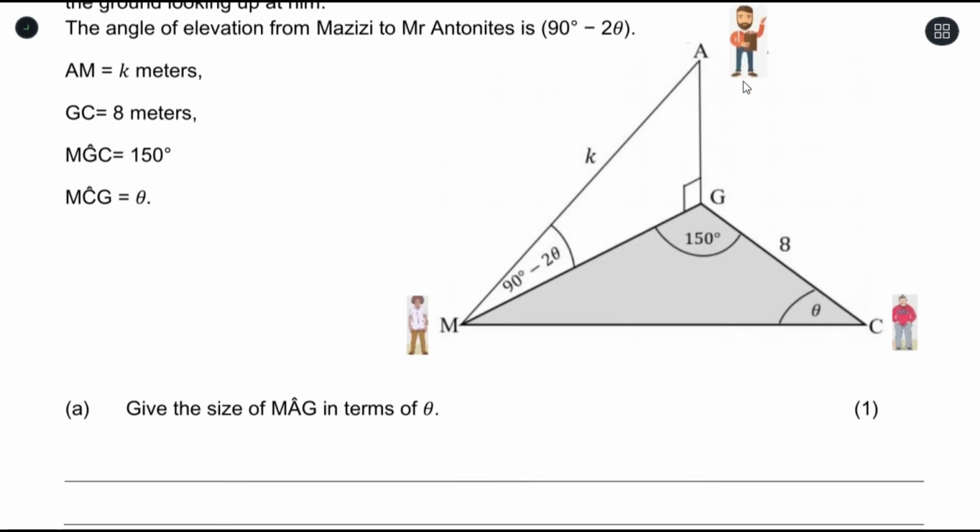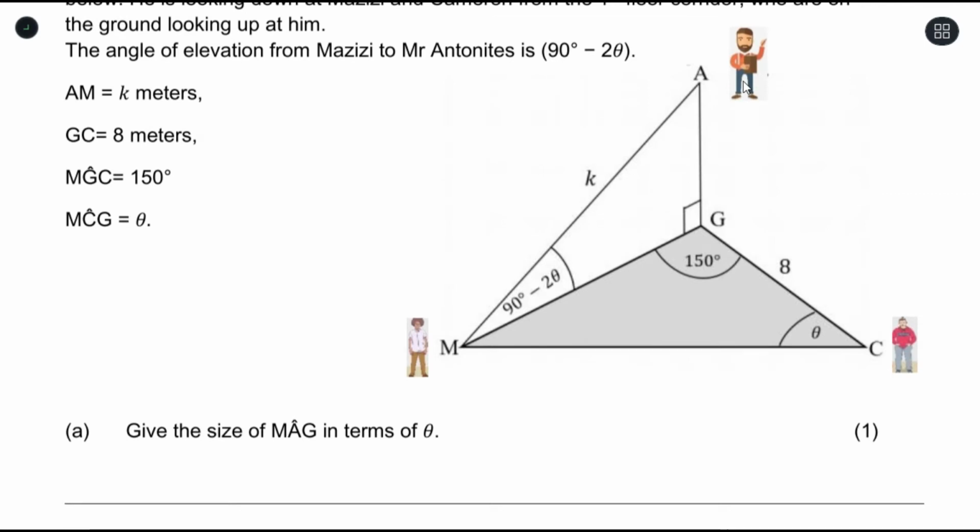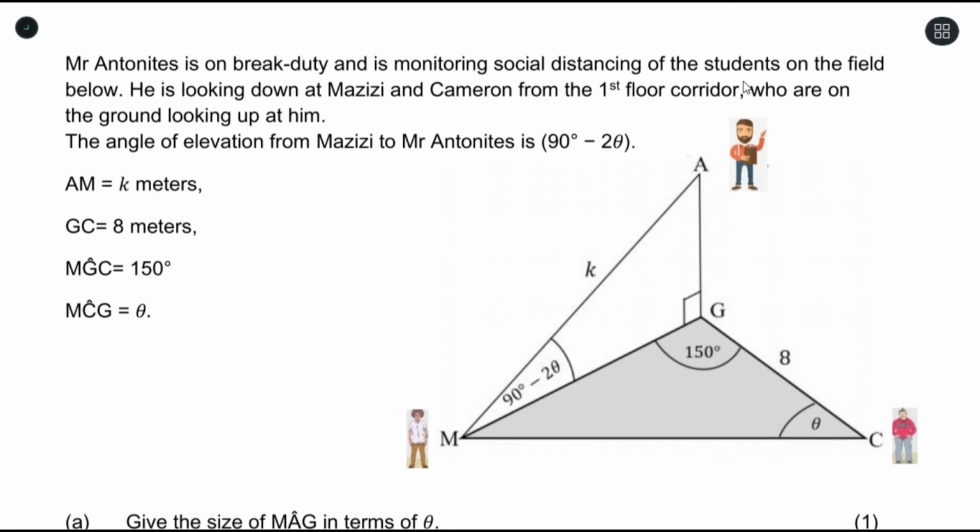Okay. So the first question here asks us to get the size of MAG in terms of theta. Before we do all this, the first thing I do recommend you do is try as much as possible to redraw this. Because this is 3D trig, I'll recommend you redraw this as a right angle triangle that it is. So what we do understand is that this is K, this is angle A, angle M, angle G, and that's the 90 degrees over there. And we are told here that this is 90 minus 2 theta.